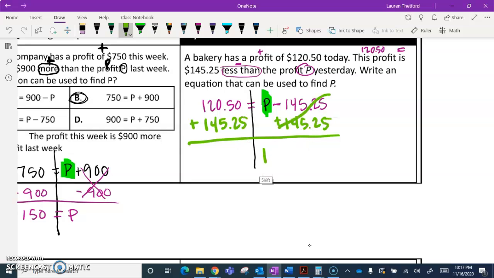These cancel, and I have P equals, and then 0 plus 5 is 5. 5 plus 2 is 7. Bring down my decimal. 5 plus 0 is 5. 4 plus 2 is 6. 1 plus 1 is 2. So my profit yesterday was $265.75. And that makes sense because the profit I have today is less than what I made yesterday. So this should be a bigger number. So this is my answer.